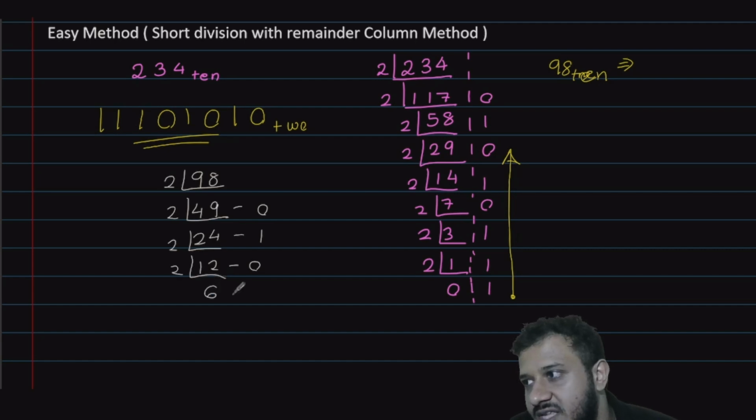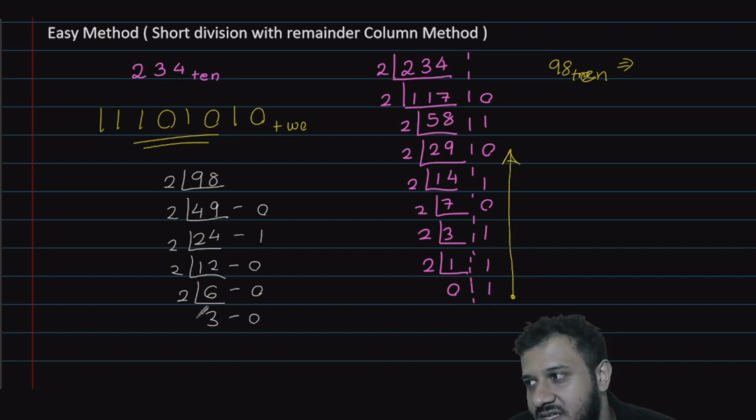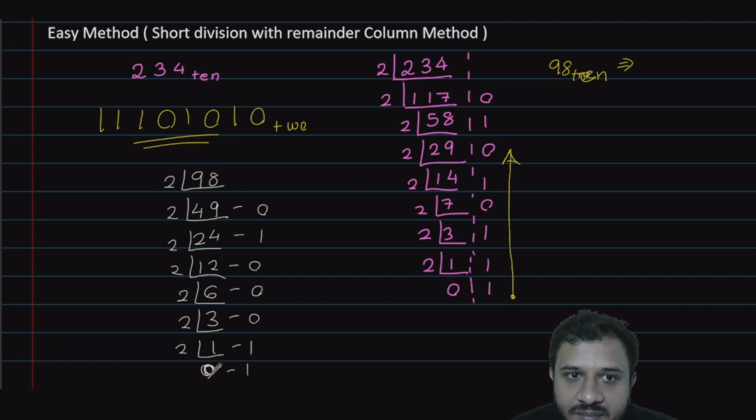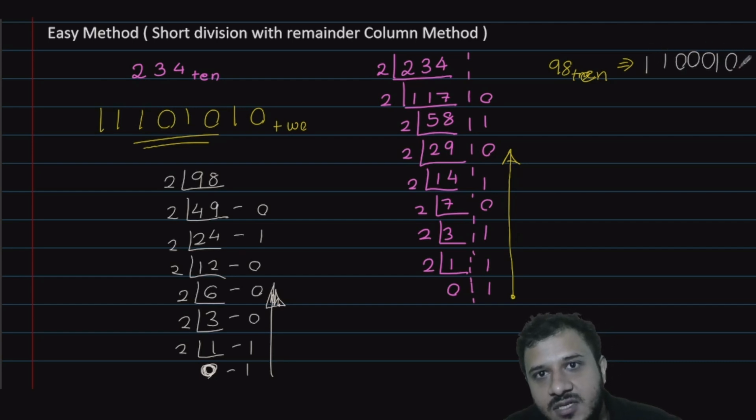Divided by 2, that's a 6, remainder 0. Because it is divisible, remainder 0. Then 6 divided by 2, that's a 3, remainder 0. 3 divided by 2, that's a 1, remainder 1. 1 divided by 2, that's a 0, remainder 1. Remember, we need to continue until we get a 0 here. And now read from the bottom to the top. So that's going to be 1, 1, 0, 0, 0, 1, 0.